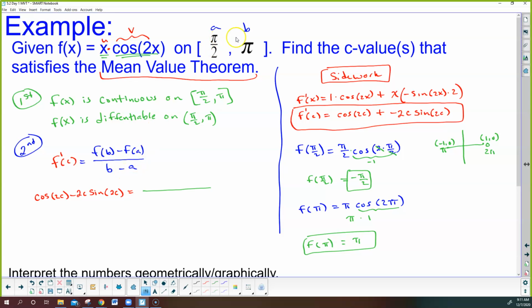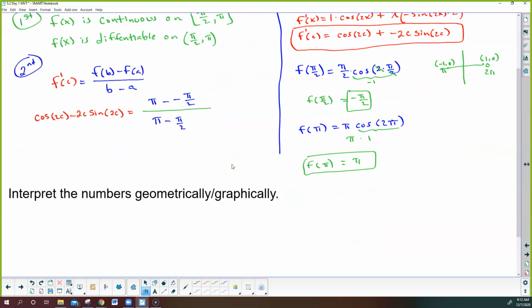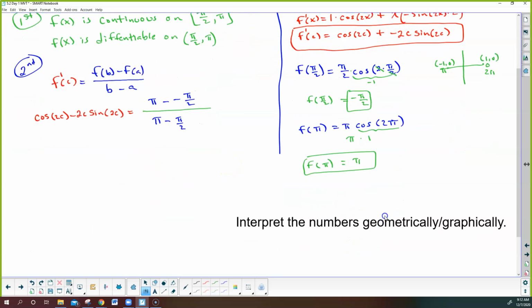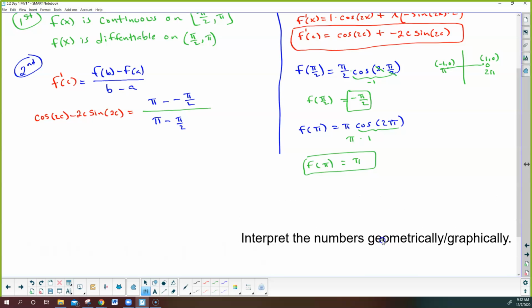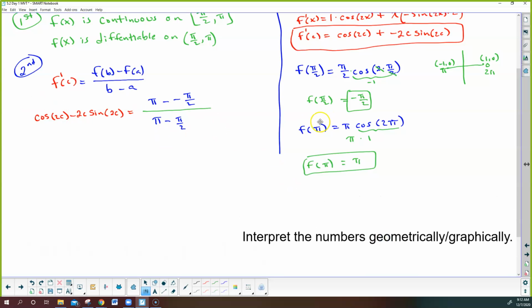b minus a. All right, well, b is pi, a is pi over 2. f of b is pi minus f of a, which is minus pi over 2. And then we just have to solve.